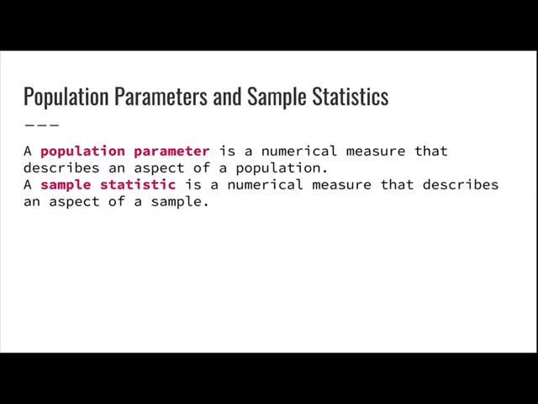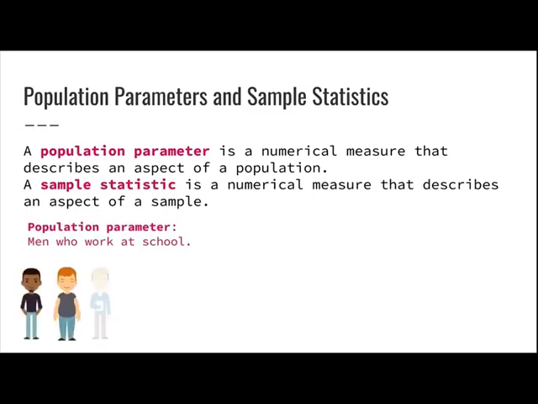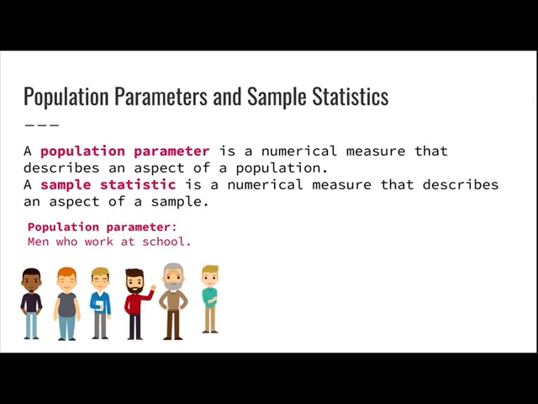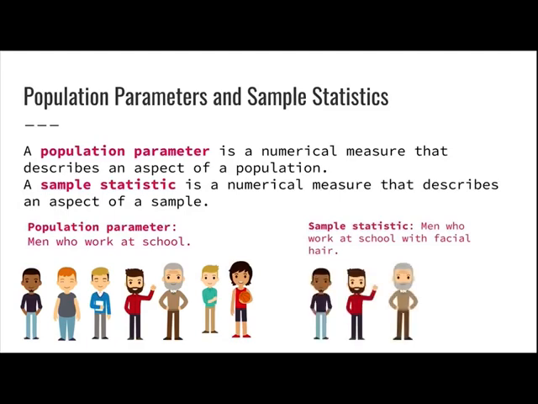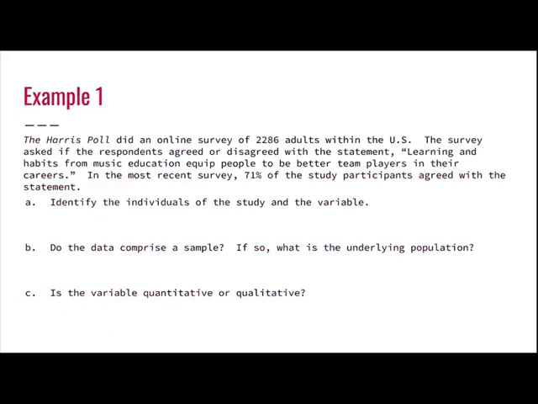So we have population parameters and sample statistics. A population parameter is a numerical measure that describes an aspect of a population, while a sample statistic is a numerical measure that describes an aspect of a sample. An example of a population parameter is men who work at school. So we have the entire population, and a parameter of that population would be the men who work there. A sample statistic would be men who work at school with facial hair. So it's like a part of the parameter.